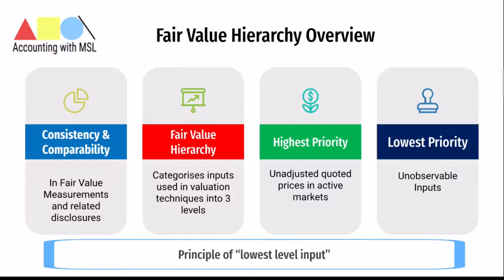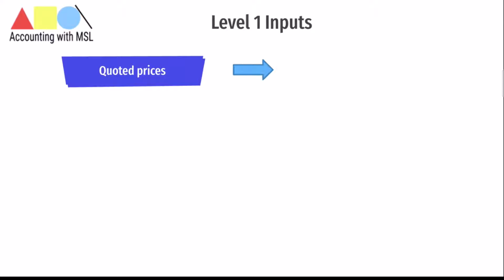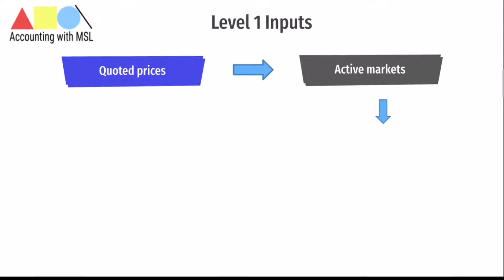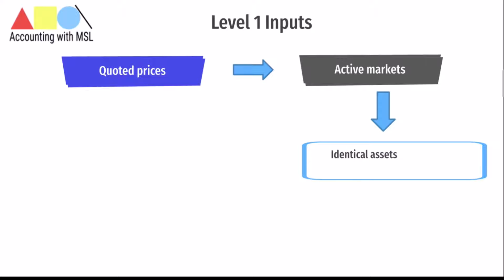Now that we know that there is a fair value hierarchy, let's begin to look at the detailed levels. The first is what we call level 1 inputs. What are level 1 inputs? Level 1 inputs are quoted prices in active markets for identical assets or liabilities that the entity can access at the measurement date. I have just mentioned active market.